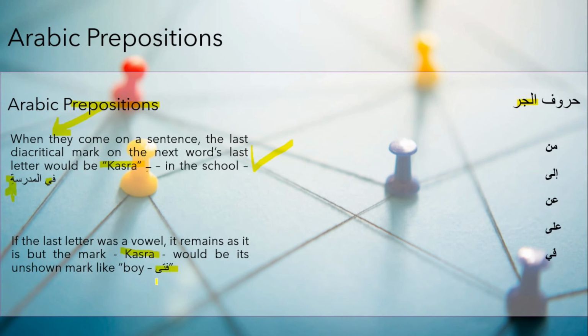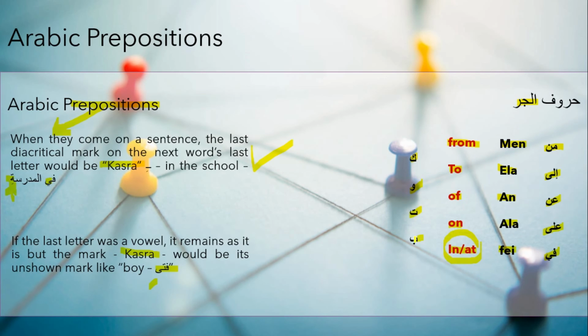And the other fact is, when the last letter is a vowel, then that vowel remains the same and the kasra would be there but unseen. So حروف الجر are min, ila, an, ala, fi. In the red writings you would say from, to, of, on, in, at, to express them in English.